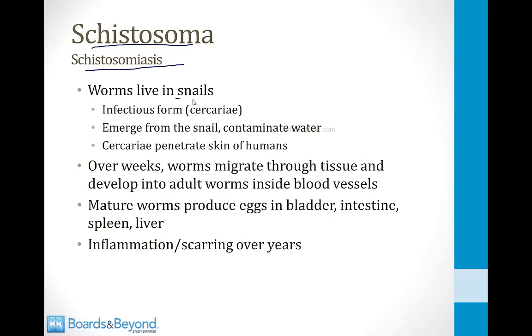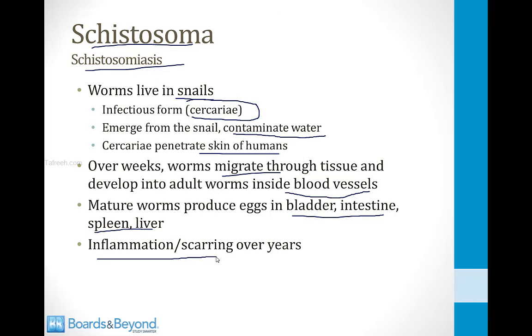So these worms live in snails, and the infectious form, which is called cercaria, emerge from the snails and contaminate water. And once they get into the water, they can penetrate the skin of humans. Over a few weeks, the worms migrate through your tissues and they develop into adults inside of blood vessels. Then they produce eggs that will deposit in the bladder and the intestine and the spleen and the liver. And the important thing to know about schistosomiasis is that it's not the worms that are the problem, it's the immune reaction to the eggs. These eggs stimulate a lot of inflammation and scarring over years, and that's what leads to all of the problems.